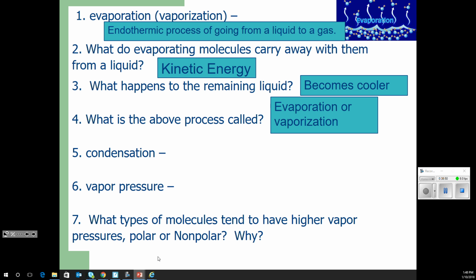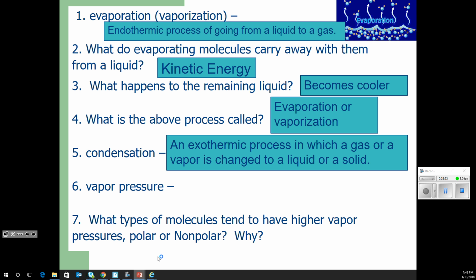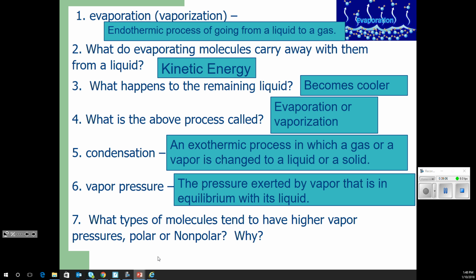Okay, what is the process above called? It's evaporation or vaporization. Condensation is an exothermic process in which a gas or vapor is changed to a liquid. Not really a solid, but yeah, liquid. Vapor pressure, we talked about that on the last slide. It gave you a picture view of it. Like I told you, I'm more of a visual learner, so I like to put that in there. It's the pressure exerted in a closed system where the vapor is in equilibrium with its liquid.